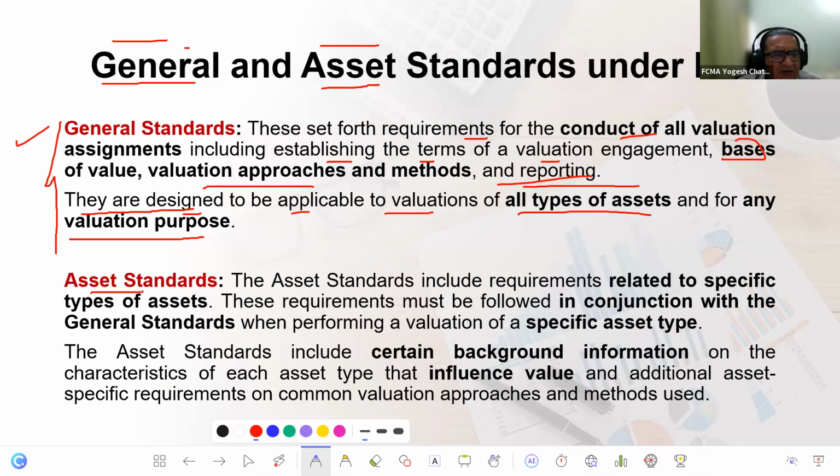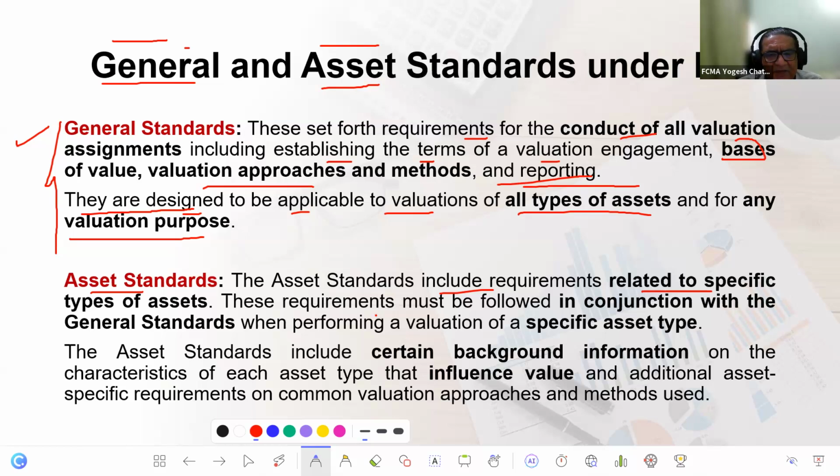And the asset standard, on the other hand, as we all know, will include the requirements which are related to a specific type of asset. So if we are doing the valuation of inventory, the asset standard related to inventory will be applicable. If we are doing intangible, then IVS 210, which is on intangible assets, will be the related asset standard. So asset standards are actually asset specific. Selection of the asset standard will be based on the type of asset. So that is very important.